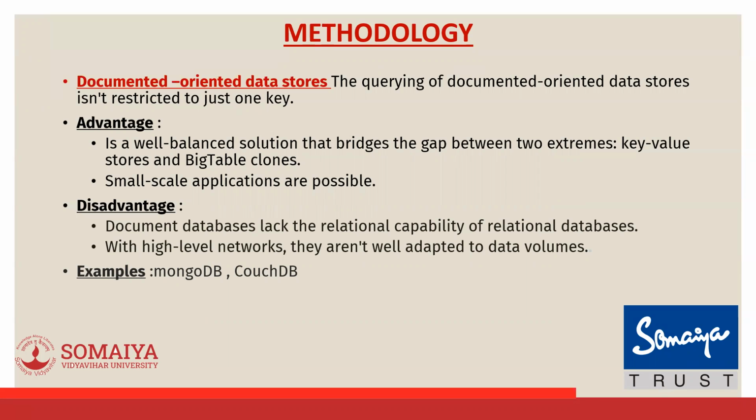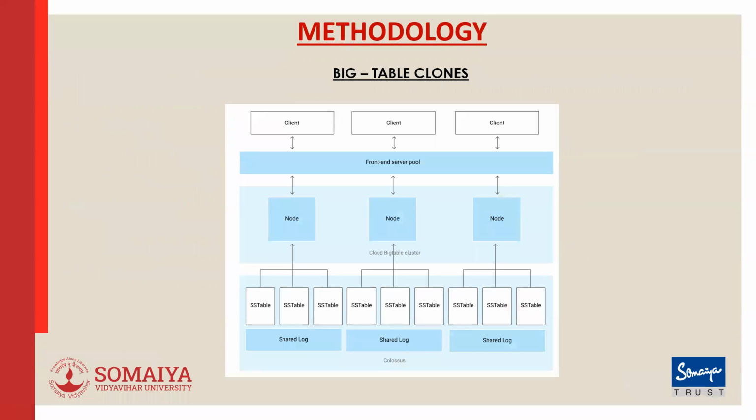Disadvantage would be document databases lack the relational capability of relational databases. Also, with high-level networks, they aren't that well adapted to data volumes. Examples are MongoDB and CouchDB.